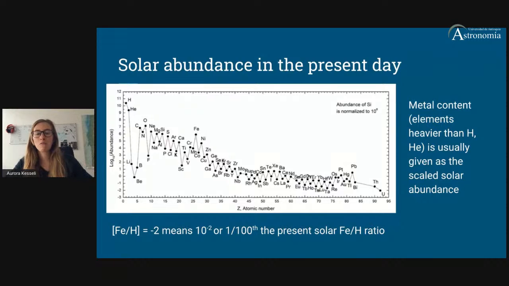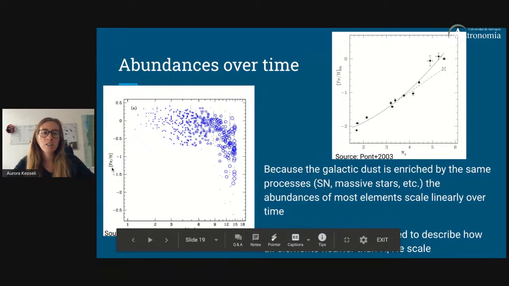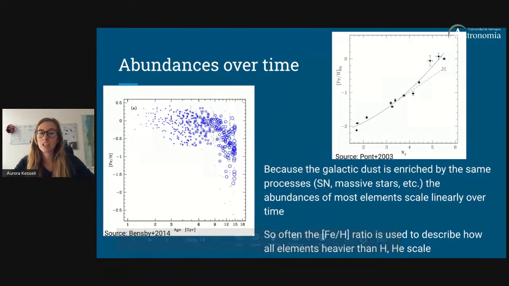Okay, so remember, metallicities are always in comparison to the solar abundance. And I briefly explained to you why the abundances have changed over time, but we can actually measure this. So here's a plot that's showing the iron to hydrogen ratio. And again, an FeH of -2 means 10 to the -2 times the solar iron to hydrogen ratio.